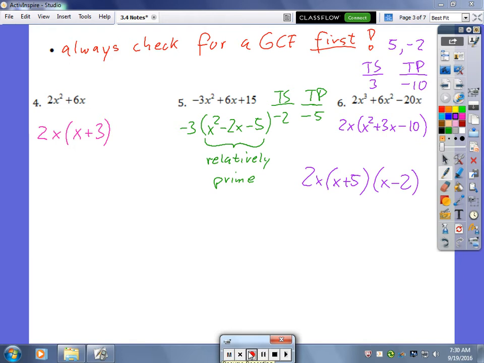So always remember to look for a greatest common factor first. If you don't, and you start your factoring process, you will not get a fully factored answer. And what you will find then is that usually one of the factors in the parentheses still has something that can be pulled out. But it's way easier and it avoids any mistakes if you pull out the greatest common factor first.